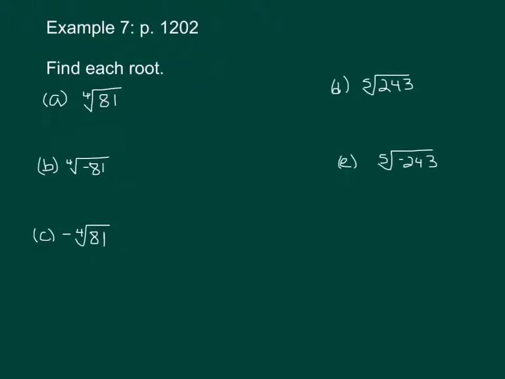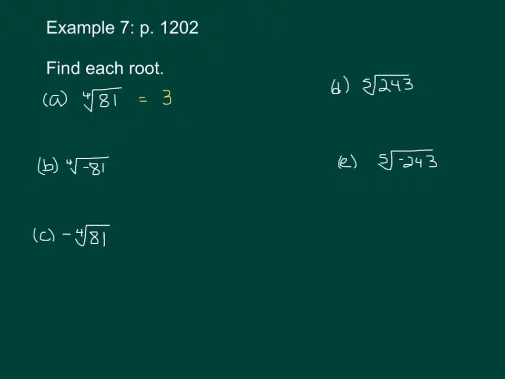On example 4, it says find each root. So a is the fourth root of 81. Again, we can go back to our chart that we made, and we find that 3 times 3 times 3 times 3 is 81. So the fourth root of 81 is 3.